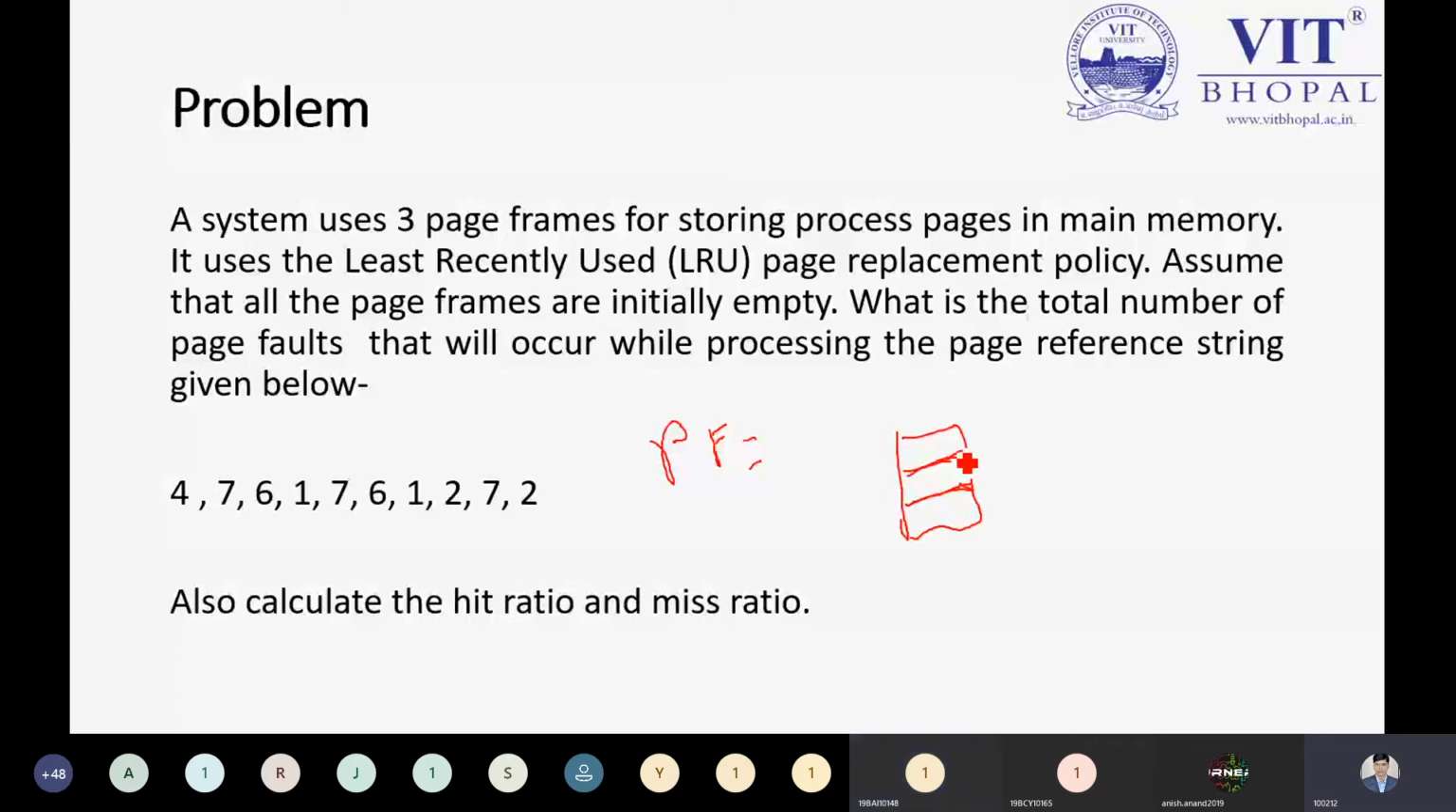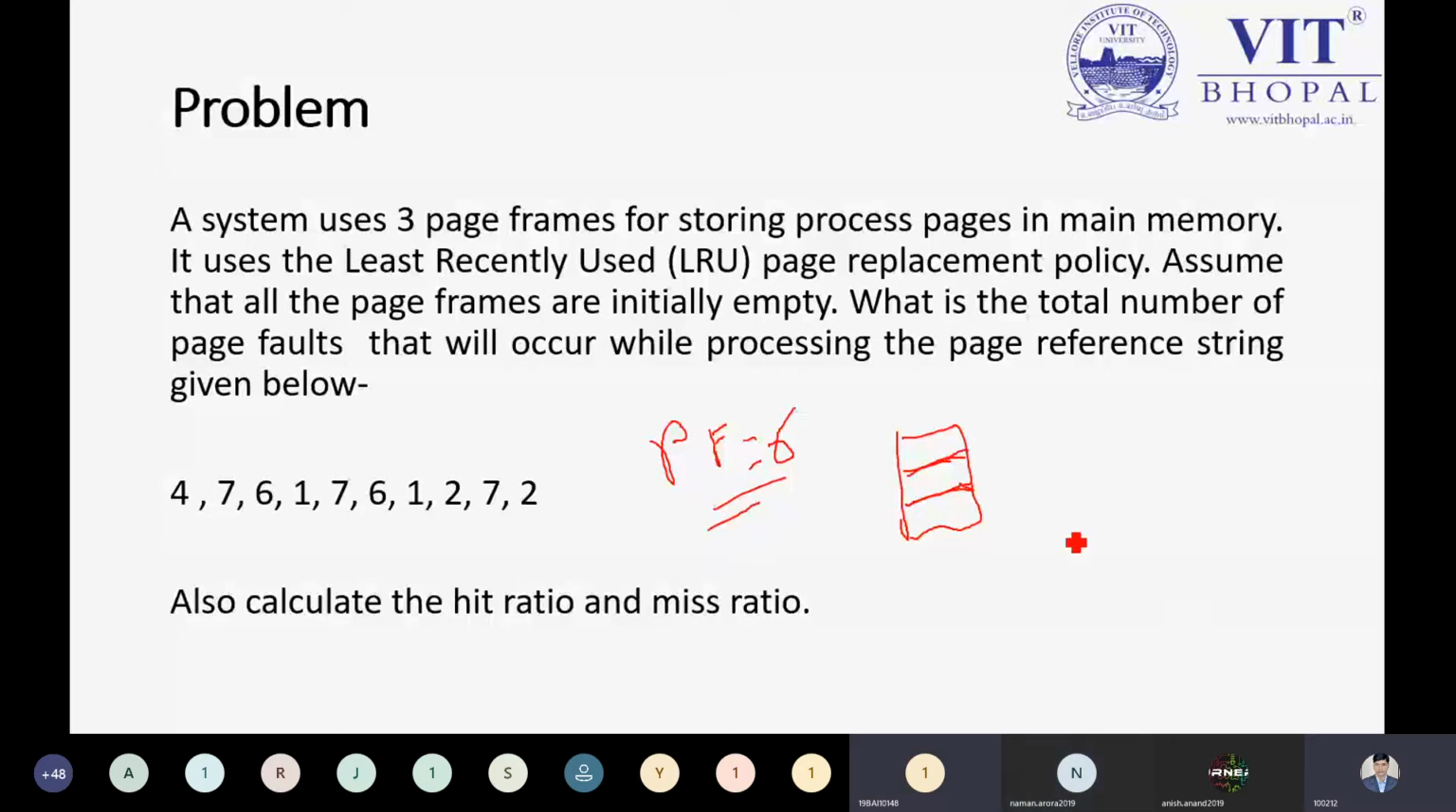Yes, done. Who has completed? 6, yes sir, six page faults. There are 6 page faults. Okay, I agree with this point. The answer we will see on the next slide.